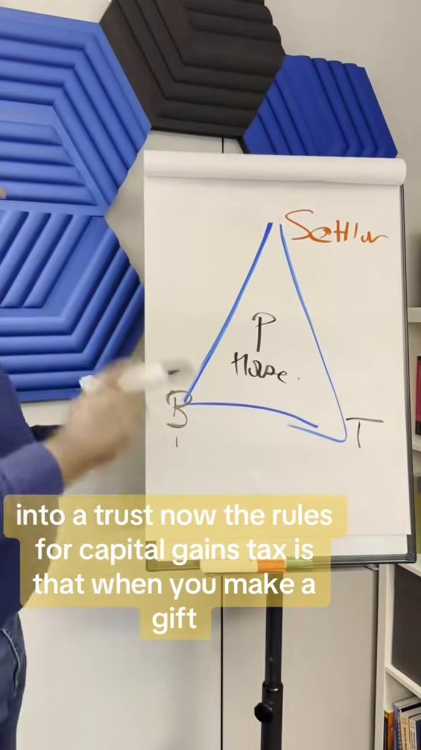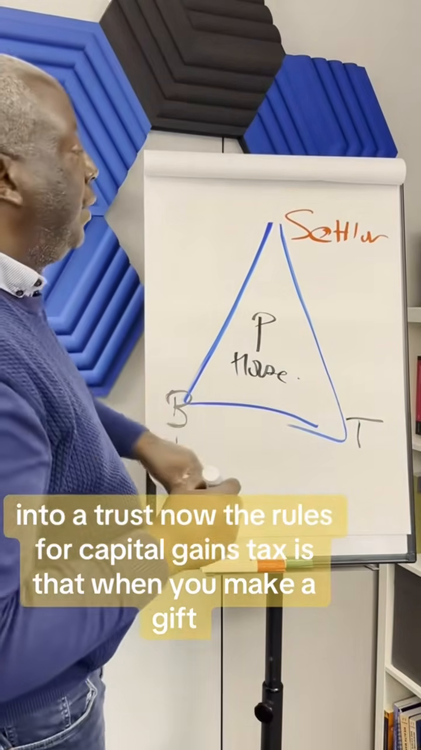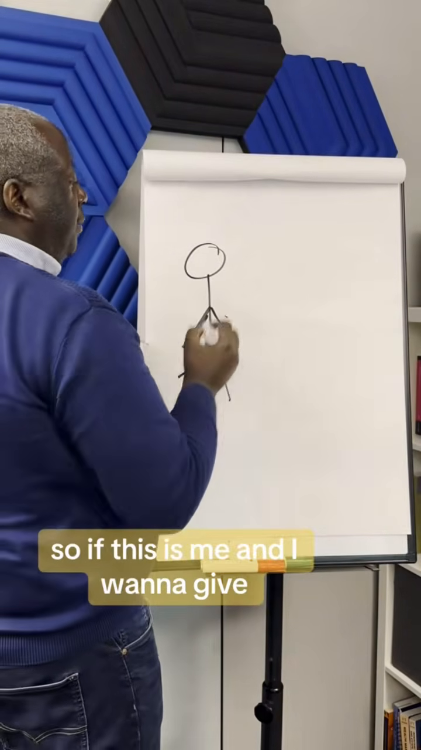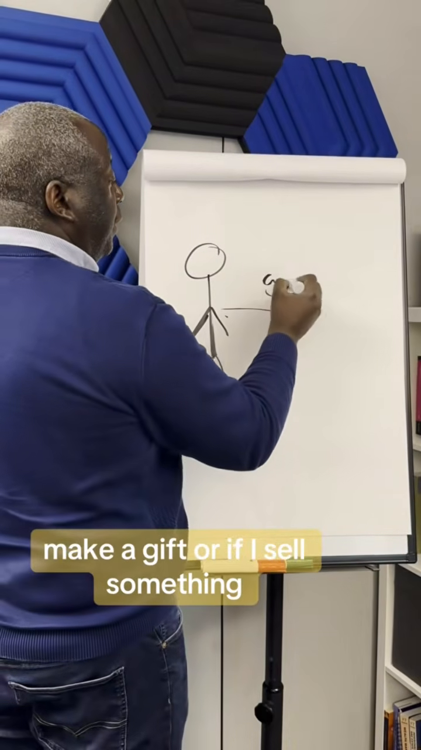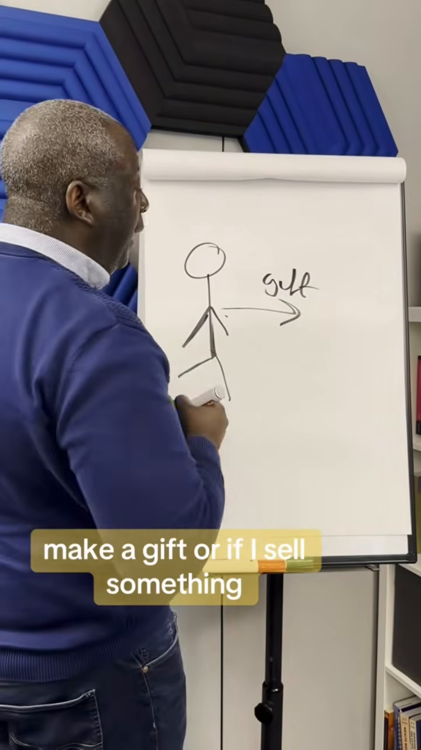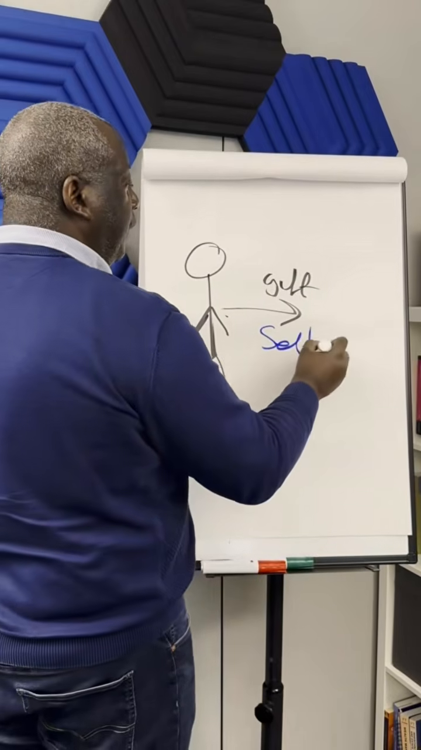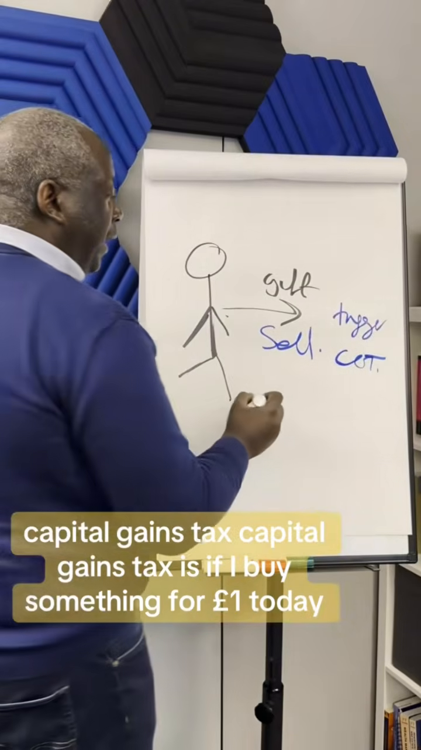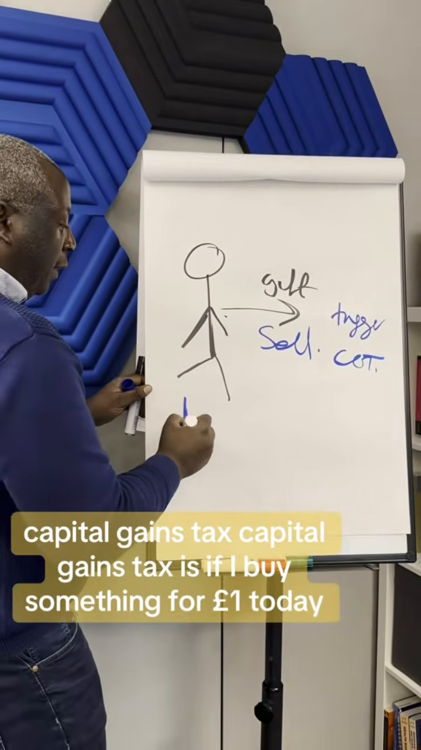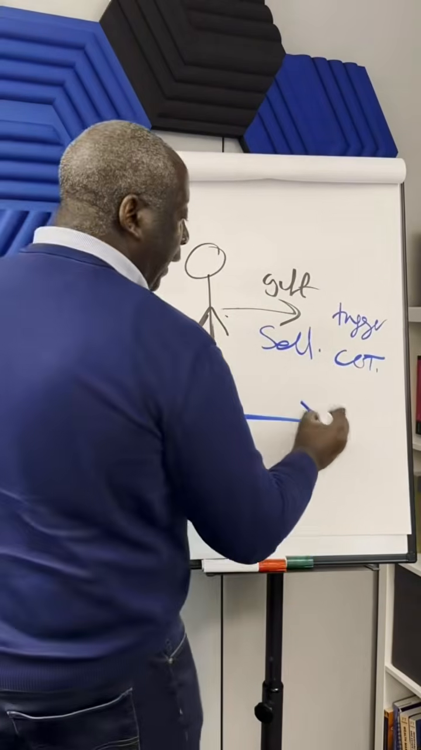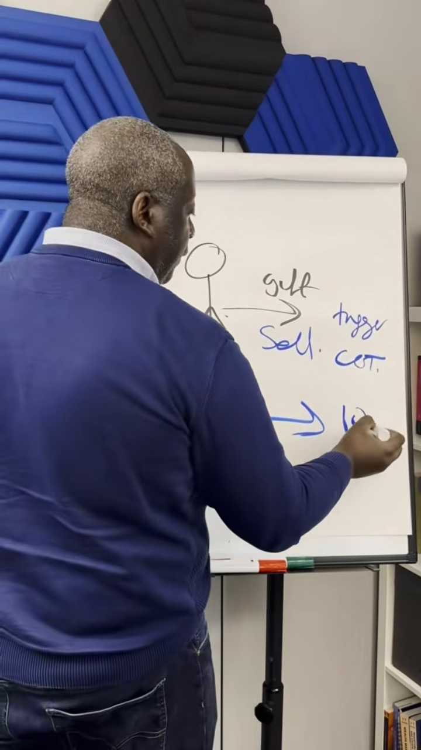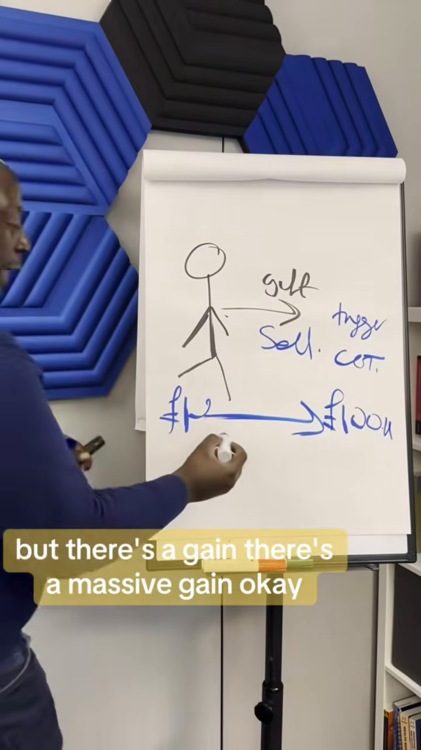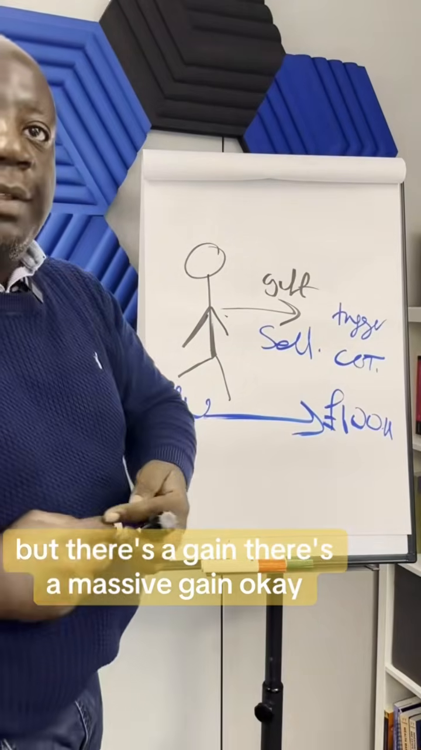Now, the rules for capital gains tax is that when you make a gift, when you give to someone, all right, or sell, all right? So if this is me and I want to make a gift, or if I sell something, that will trigger capital gains tax. Capital gains tax is if I buy something for £1 today, and in say 10 years it's now worth 100 grand. I know it's a bit of a major jump, but there's a gain. There's a massive gain, okay?